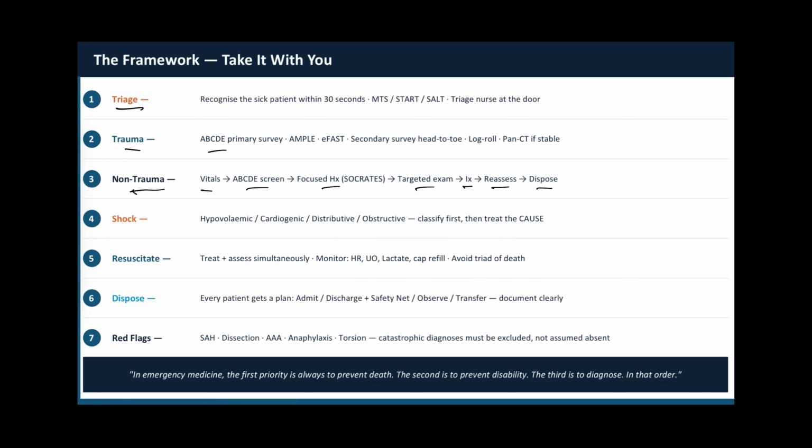and the dispose. When managing shock, classify the type of shock before actually deciding on the treatment. And throughout the patient's journey, remember the reassessment. Finally, every patient must leave the department with a clear disposition plan. Having a consistent framework reduces cognitive errors, improve your teamwork, and most importantly, improve the patient's outcome.